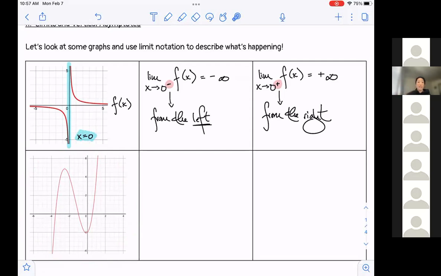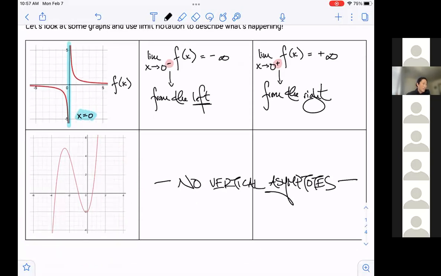I would agree. There are indeed no vertical asymptotes. So we could say that there are no vertical asymptotes. All right, and move on to the third example.